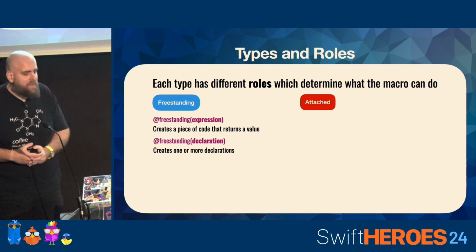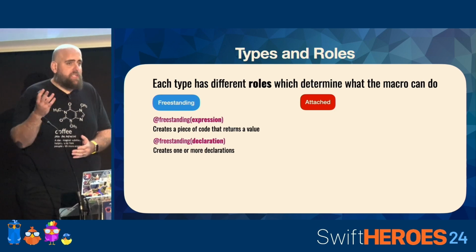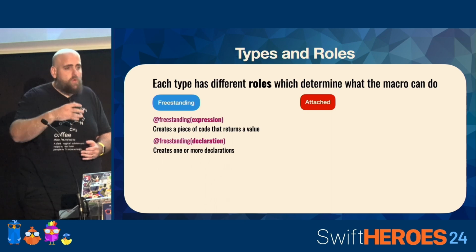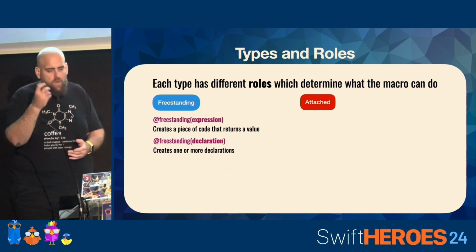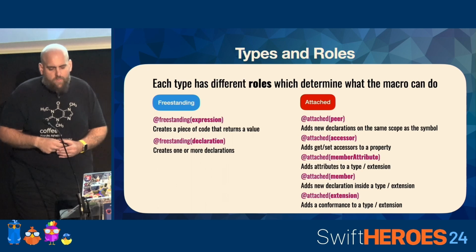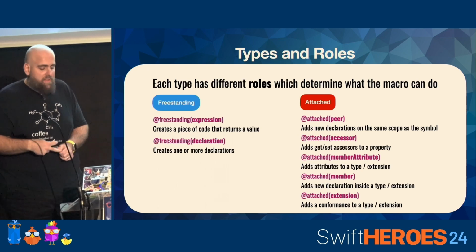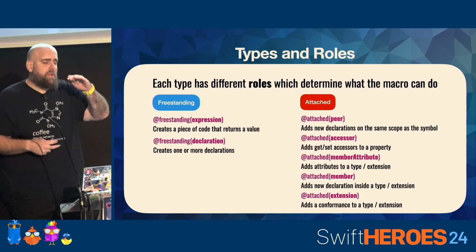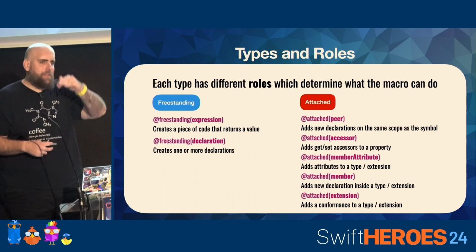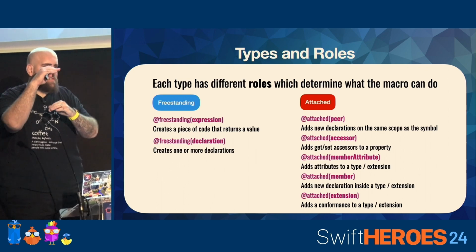So for freestanding, we can either generate some expression, which will return a value, or we can generate new pieces of code, new declarations, wherever that macro stands. For attached, we have 5 different ones. Peer will let you add new declarations in the same level of the original code. So for our function, we added another function exactly in the same scope that was async throw.